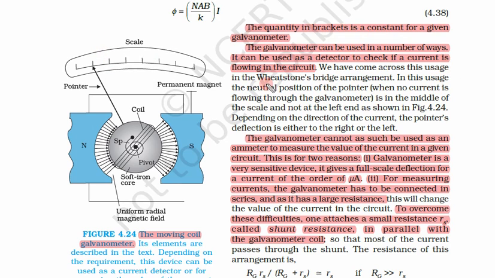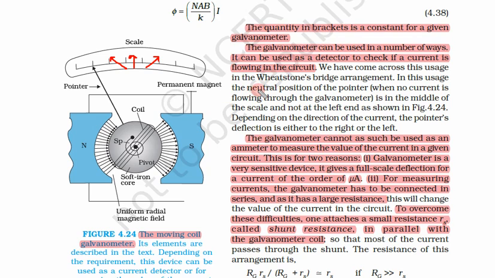We have come across this usage in the Wheatstone bridge arrangement. In all the experiments we see that if the galvanometer is showing 0, that means no current is flowing. In this usage, the neutral position of the pointer, when no current is flowing through the galvanometer, is in the middle of the scale. So middle is the neutral position, no current is flowing. Depending on the direction of current, the pointer deflection is either to the right or to the left. So the middle position is 0.